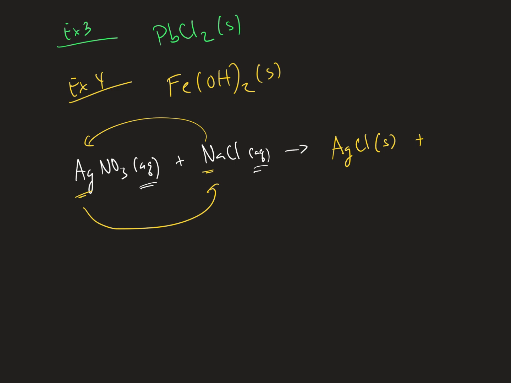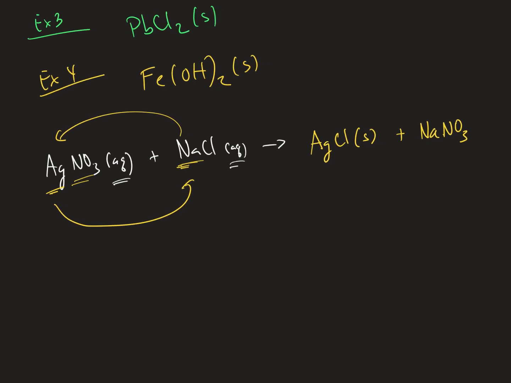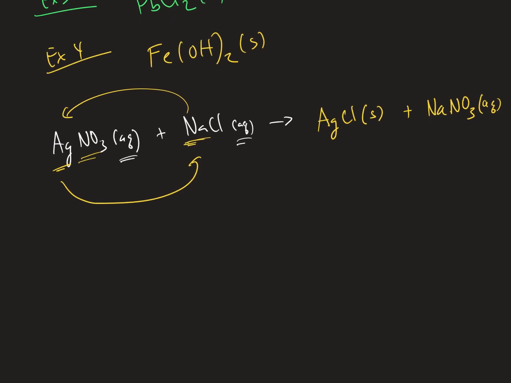And then sodium hooks up with nitrate. What's the charge of sodium? 1+. What's the charge of nitrate? 1-. So what's the formula? Aqueous or solid? Aqueous. Is this a precipitation reaction? How do we know? Because it forms a solid out of 2 aqueous solutions.